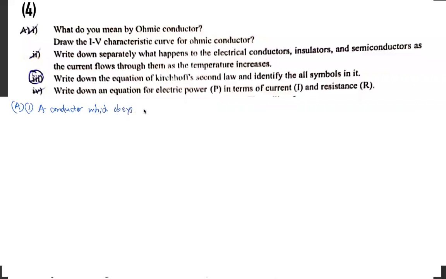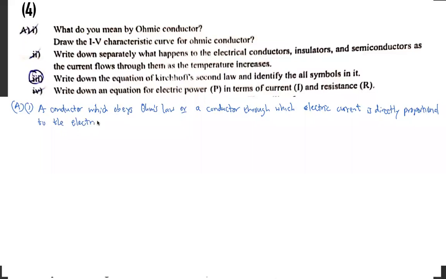In other words, we can say a conductor through which electric current is directly proportional to the electric potential difference across the conductor.